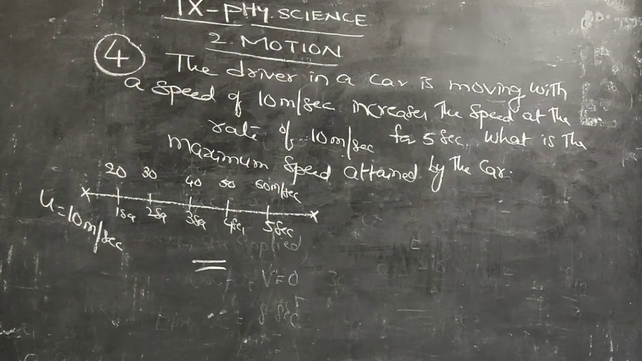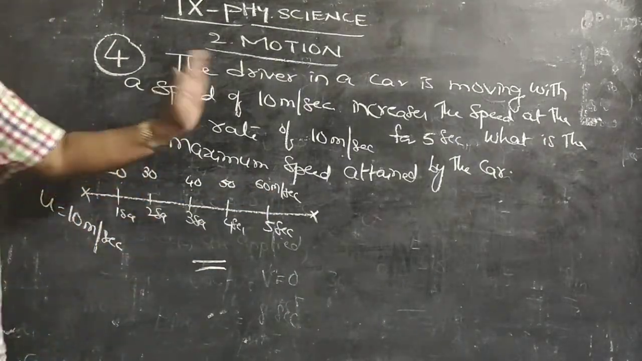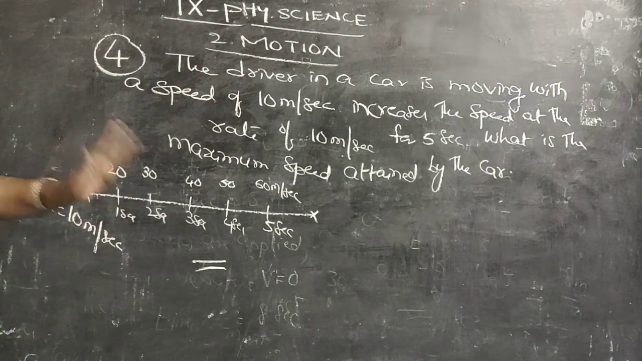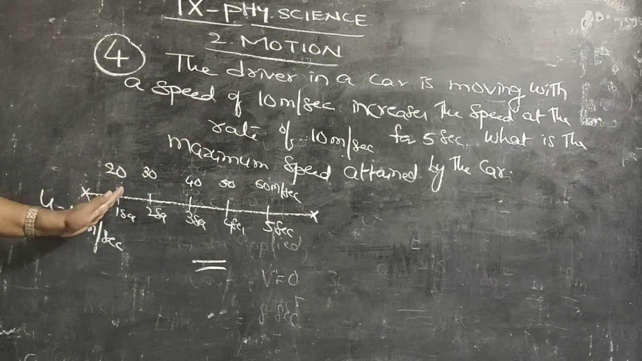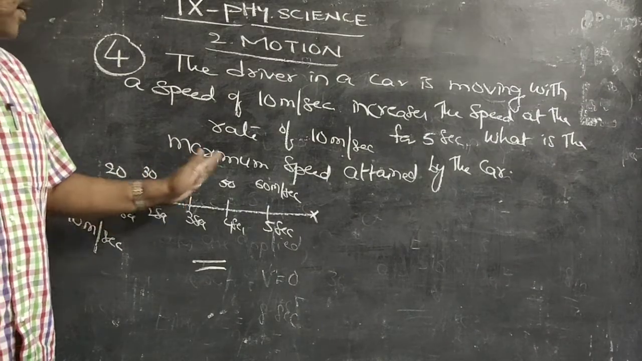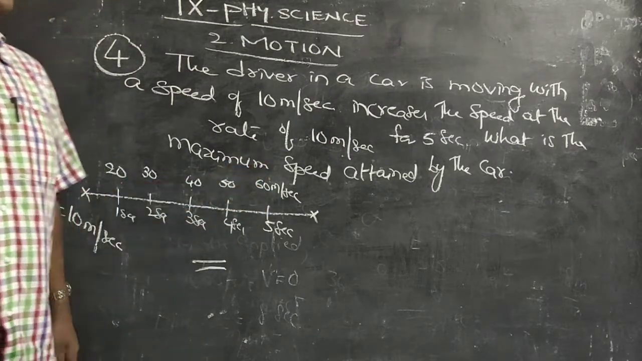So, what is the maximum speed attained? The maximum speed attained is 60 meters per second. He is increasing the speed by 10 meters per second, for every 1 second. So the first second the speed will be 20, then 30, 40, 50. After 5 seconds the speed will be 60 meters per second.